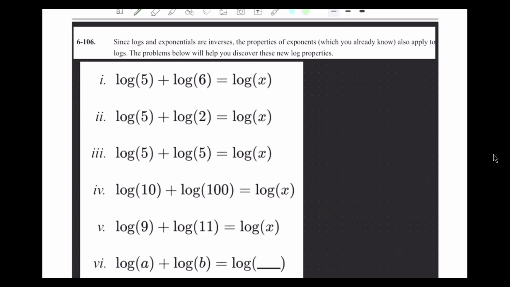So problem 106, they just want us to look at our logarithms and see if we can simplify them. All right. So if we look at number 1, you've got log 5 plus log of 6. So would that be the product, the quotient, or the power property? Product. The product, right? And so what does the product say we're going to do? Log base m of a times b. Yeah, so we're just going to multiply a times b. So it'd be 30, right? So our x is going to equal 30.